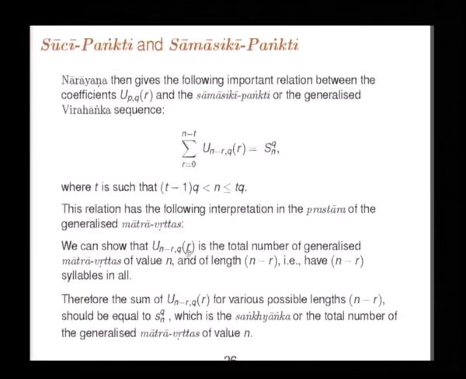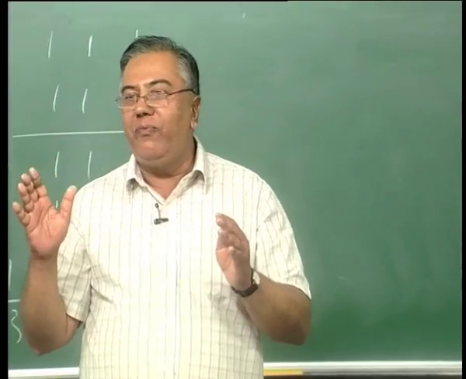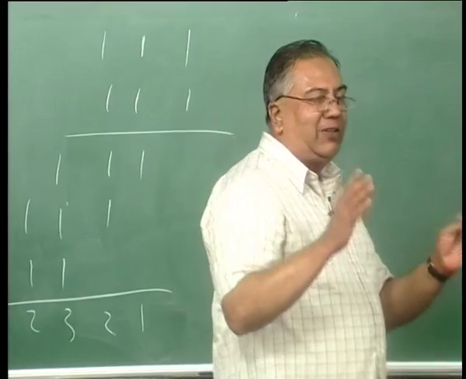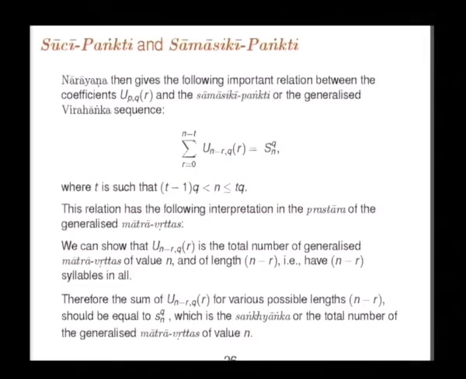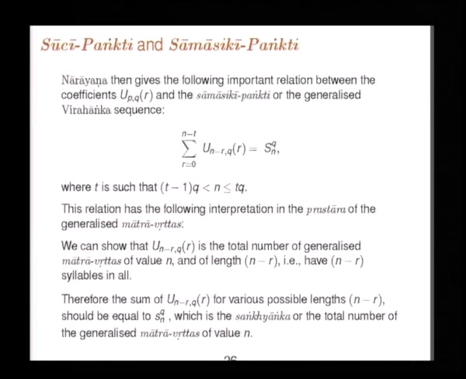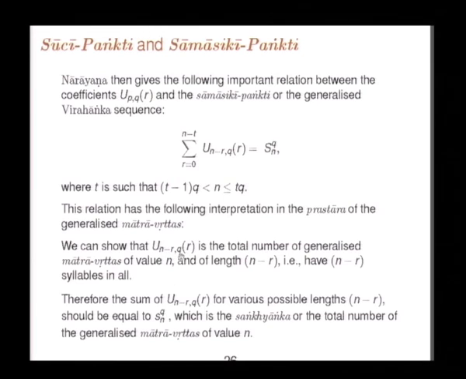Now u_{n-r}(q, r) you can show by just simple algebra is the total number of generalized Matra Vrittas of value n, where the Vrittas are stipulated to have just length n minus r. When you sum the number of syllables of the Vrittas which are allowed from 0 to that n minus t, you will get the total number of Matra Vrittas of value n. So when you stipulate that the Vrittas are of fixed length, this will be the number of Matra Vrittas of length n minus r of total value n, where 1 to q are the syllabic values that are allowed.